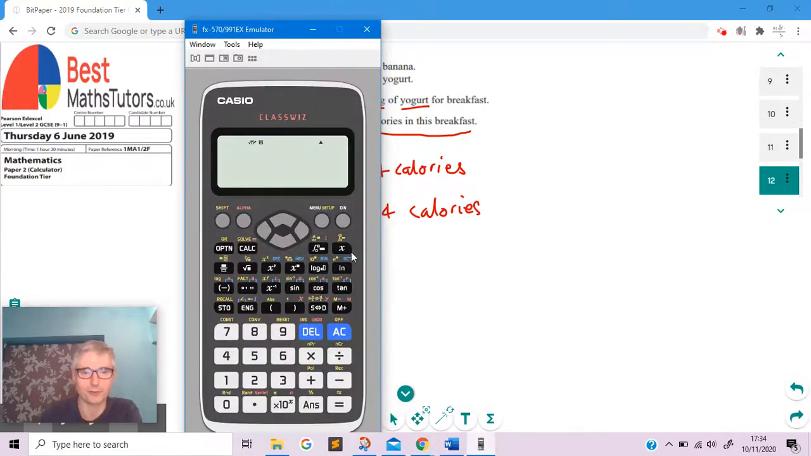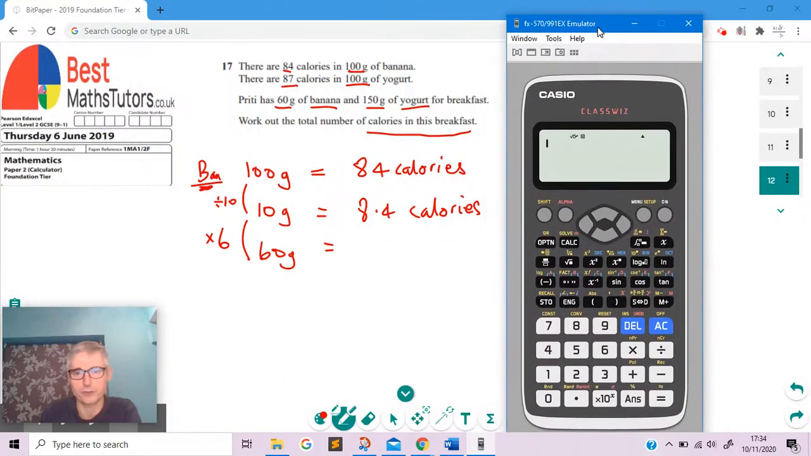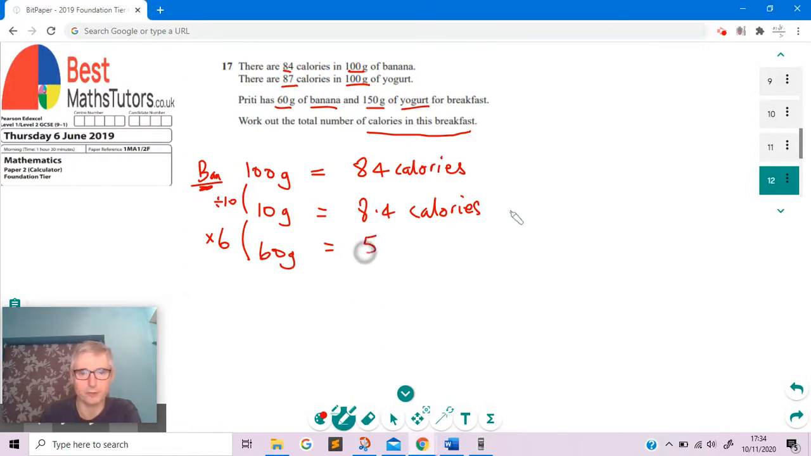So I will do this one on the calculator. Move it over there so we can still see the calculation. I've got 8.4 times by 6, and we get that fraction, but we don't want it written like that, so we've just pressed this SD button, which most calculators have on it. All the Casio calculators do anyway. So 50.4. So we've got 50.4 calories for the bananas.